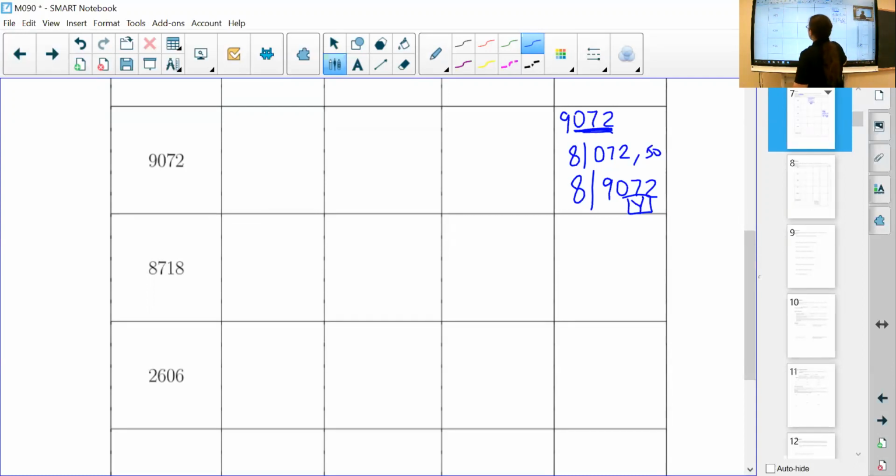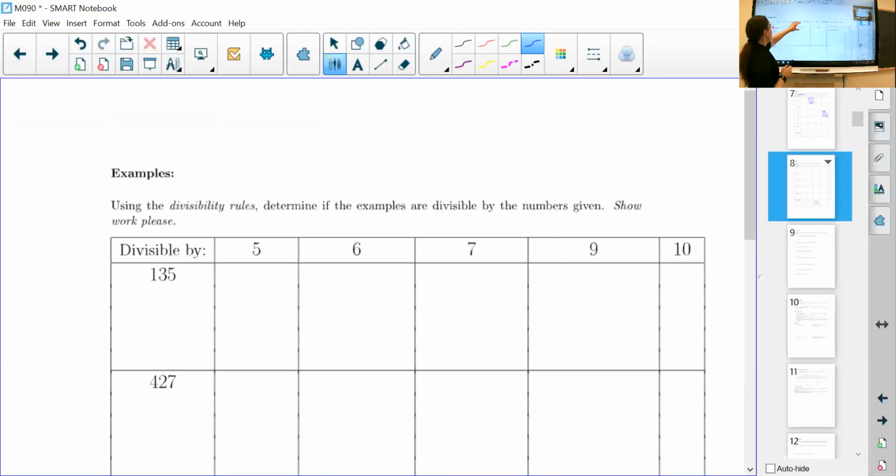Looking at the next page, page 8, I'm asking about 5, 6, 7, 9, and 10. You don't have much space for 10, but you don't need much space for 10.